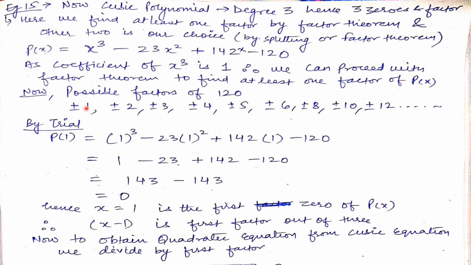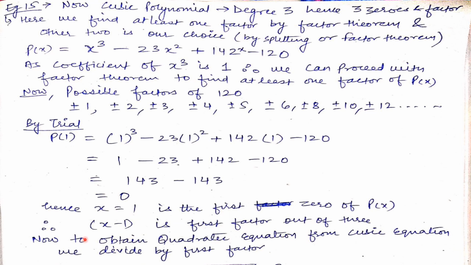Now I am trying with the first value, that is plus 1, p(1). So putting 1 in place of x, 1 cube, minus 23 into 1 square, plus 142 into 1 minus 120. Solving it, I got 0 in the very first step. I was very lucky this time. So I've got 0 in the very first step. So x equal to 1 is the zero of this polynomial. Hence we can say x minus 1 is the first factor of this cubic equation.